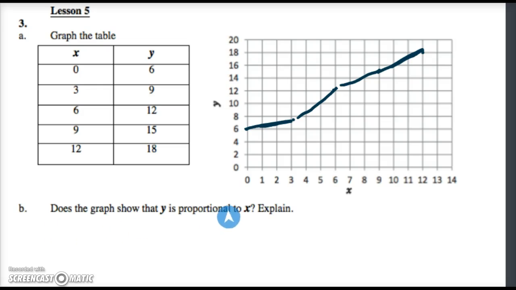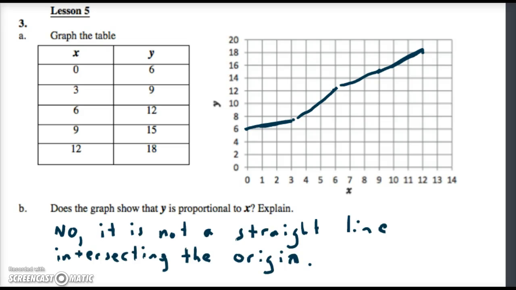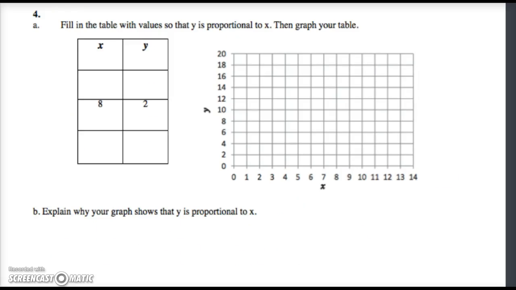Does the graph show that y is proportional to x? Explain. The first part of your answer is yes or no. What do you think? So if you answered no, you're correct. But what's the because, or how do we explain that? And so it is no, it is not a straight line intersecting the origin. So it failed both of those tests. It's not a straight line and it doesn't intersect the origin.